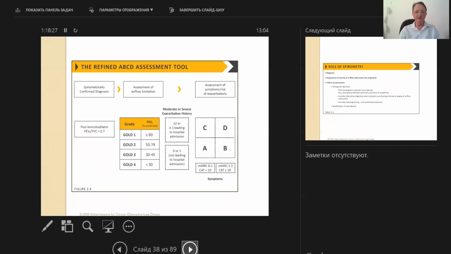And in my classification, for all patients the criteria should be: post-bronchodilator test ratio FEV1 to FVC less than 0.7, and we analyze post-bronchodilator FEV1 in GOLD 1, 2, 3, 4, but this is not influenced by our therapy. But in the central part you can see exacerbation history.